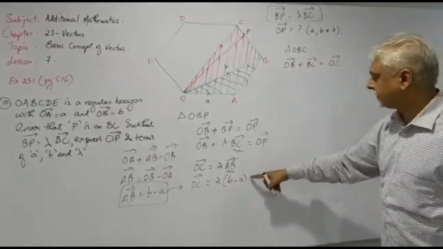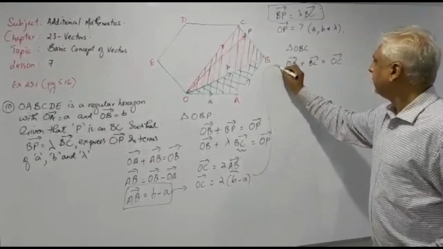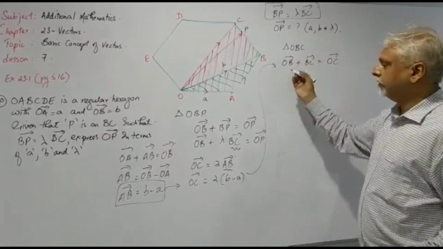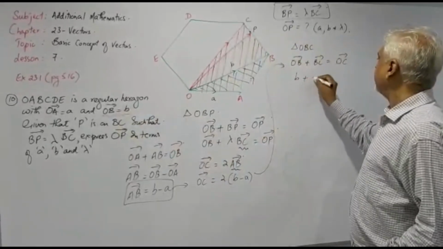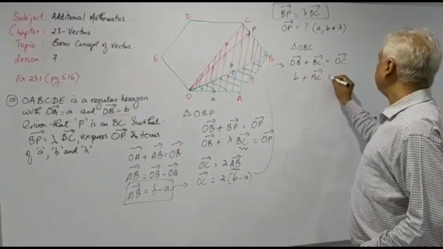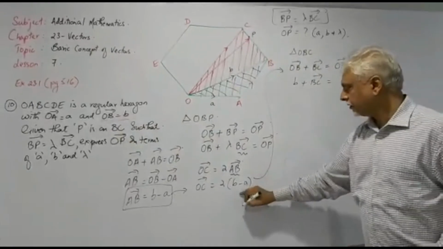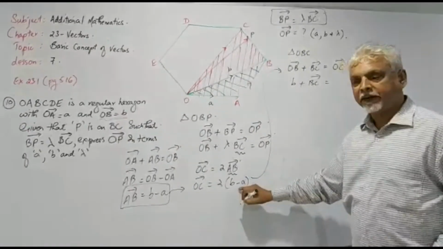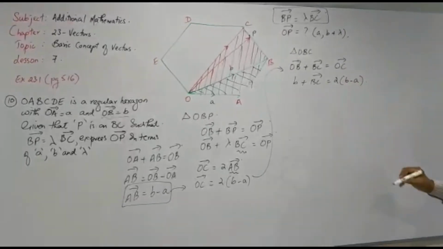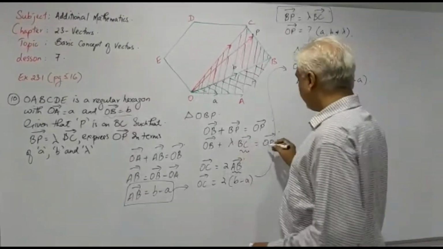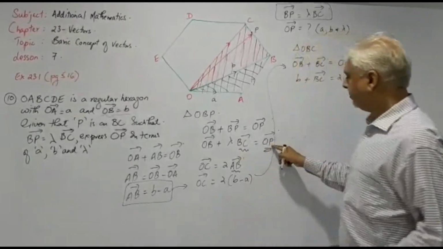Now I can write the value of OC in this equation. So I'll get OB, is equals to B, plus BC is equals to OC, and OC is equals to 2 times B minus A. Now, remember this equation, we have to find OP.